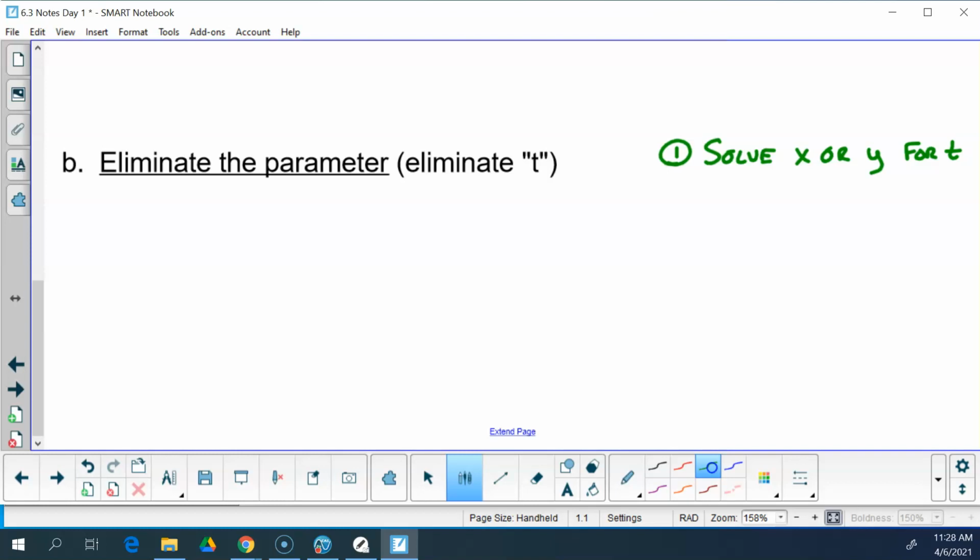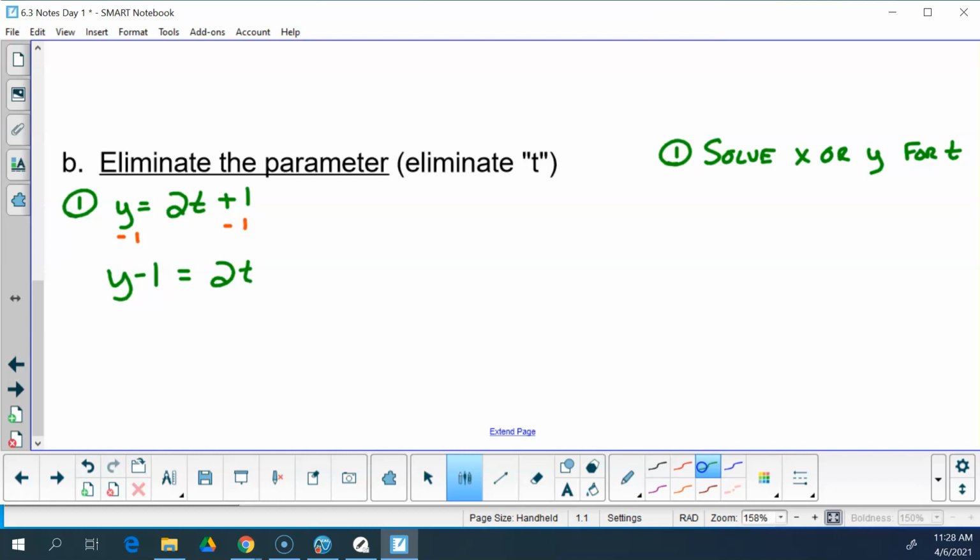Which one do you think is going to be easier to solve for t? X or y? The y is, I think, going to be easier to solve for t. So y equals 2t plus 1. If I want to solve that for t, what do I have to do? First, subtract the 1. That gives me y minus 1 equals 2t.